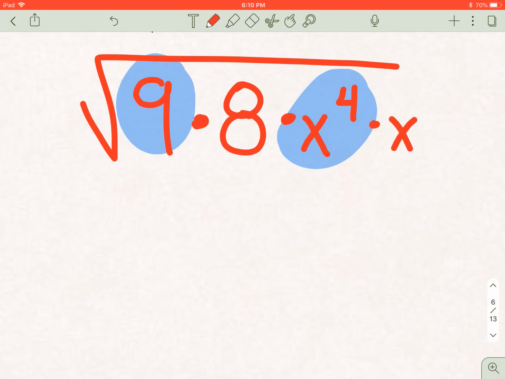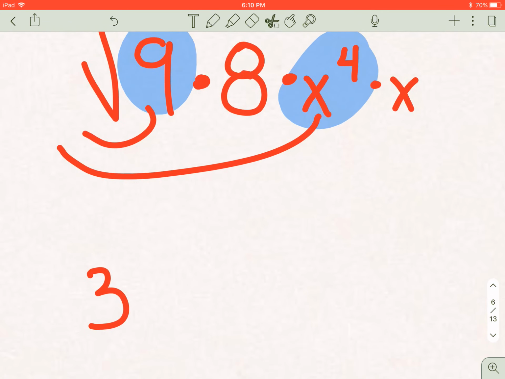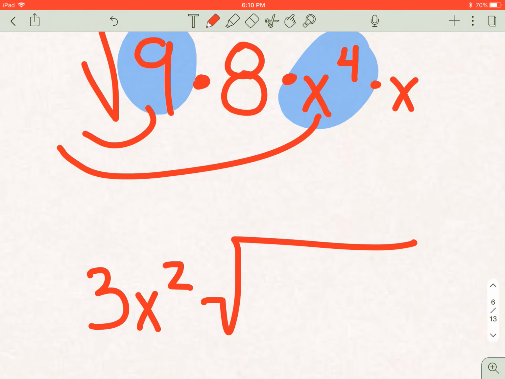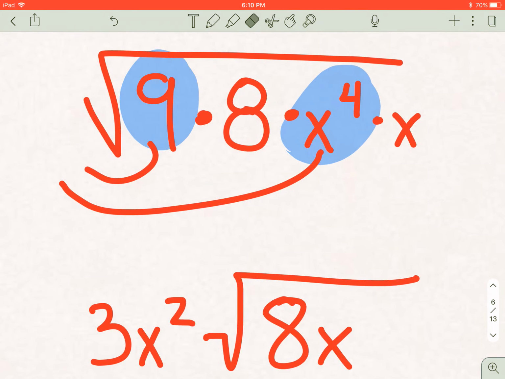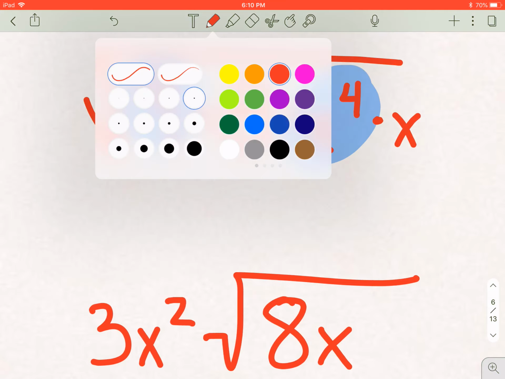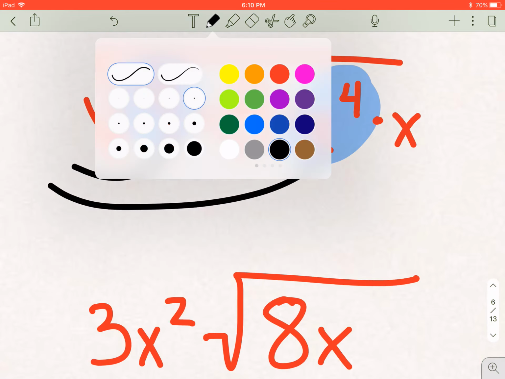So I can pull out a 3 because 3 times 3 is 9. And I can pull out an x squared because x squared times x squared is x to the 4th. And that leaves me with the square root of 8x. And actually, in this one, we are not done yet. I'm pulling out a 3 there and an x squared there.